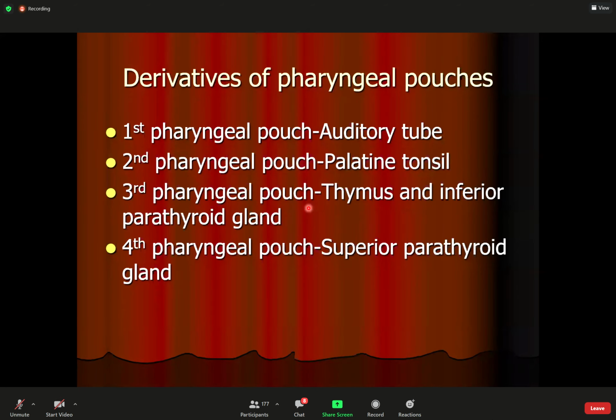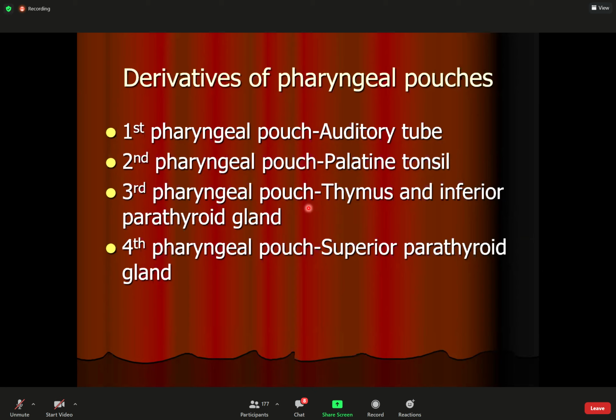First arch, second arch, third arch, fourth arch. Now I'm talking about the pouch. The first pouch, and you know where it is placed, is the auditory tube. The second pouch is the palatine tonsil. You have heard the name, palatine tonsil. You open your mouth, you can see the palatine tonsil. You open your mouth, you cannot see the thymus or the inferior parathyroid gland.